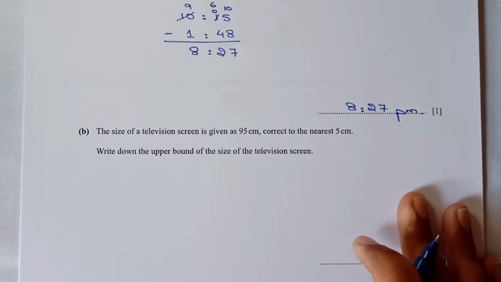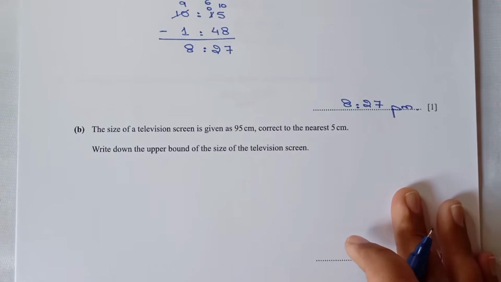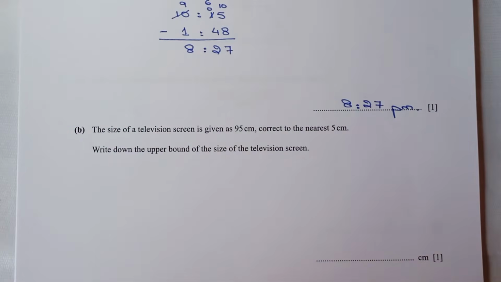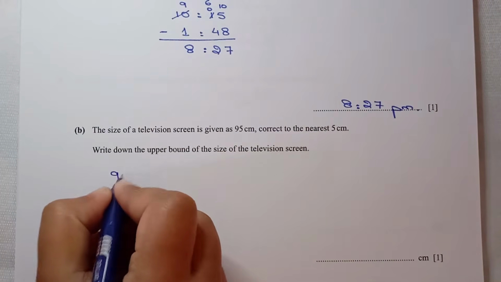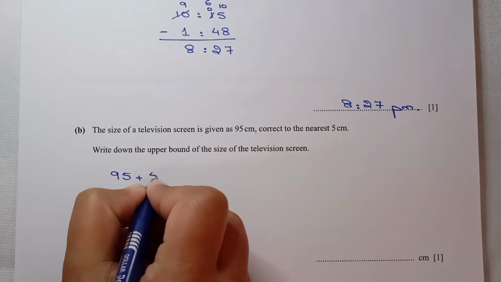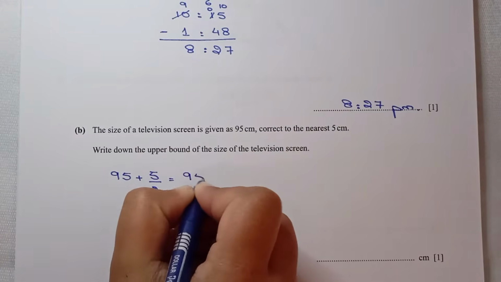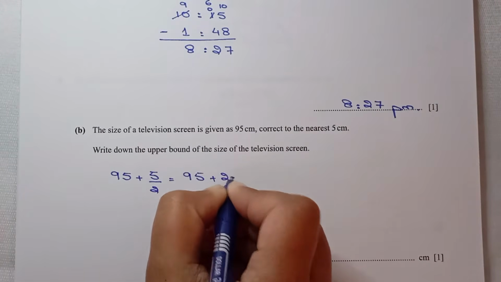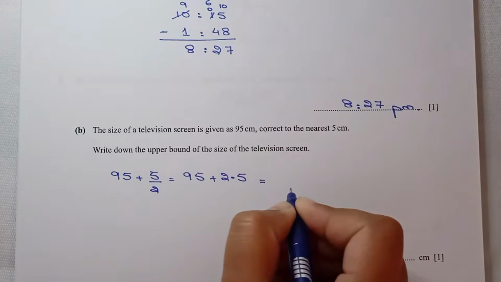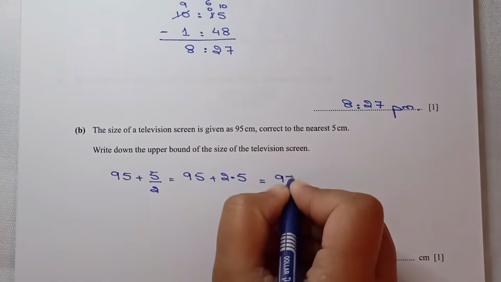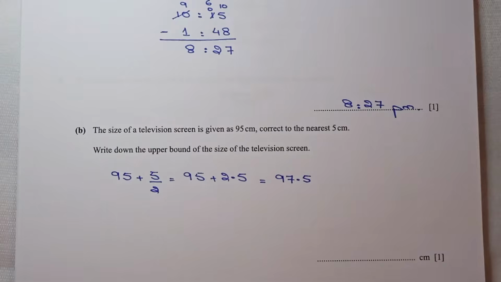Now for the B part, the size of the television screen is given as 95 centimeter, correct to the nearest 5 centimeter. Write down the upper bound of the size of the television screen. For upper bound, we need to do 95 plus 5 by 2. So 5 by 2 is equal to 2.5. So 95 plus 2.5 is 97.5 centimeter.